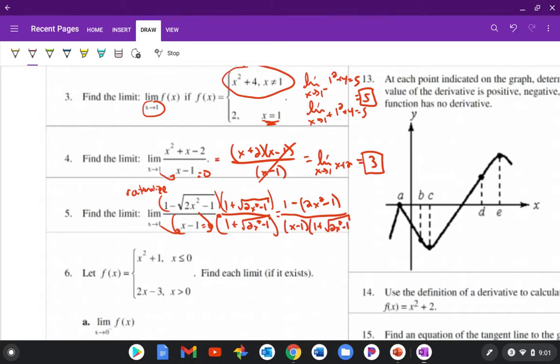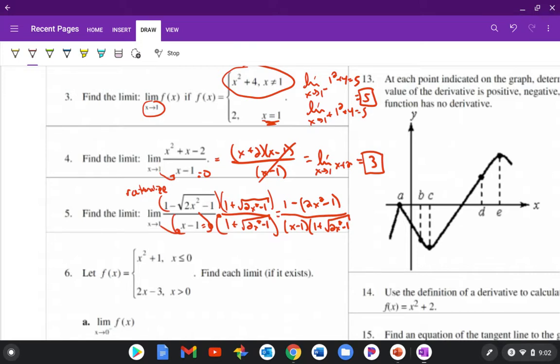At this point, we would want to try to go ahead and plug it in again. However, when we do plug it into the bottom, we still get a 0. So when we plug it into that first term, 1 minus 1 would be 0. That would make the bottom 0, so that's still not going to work, which means we still need to try to get some cancellations.